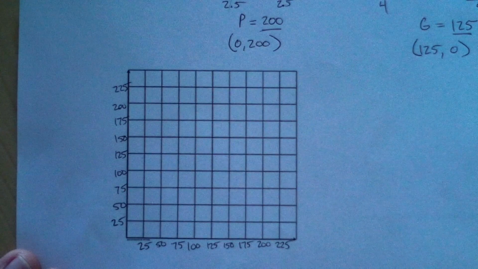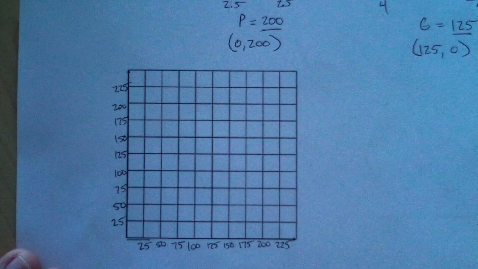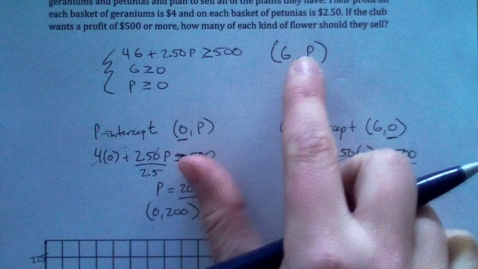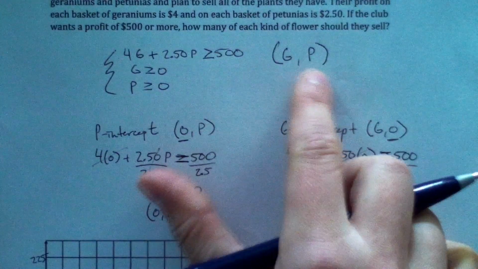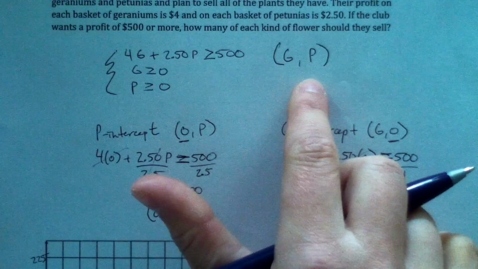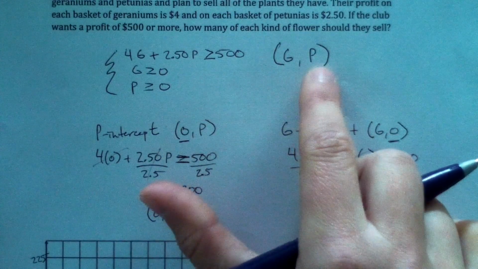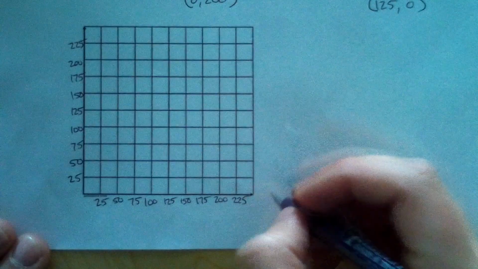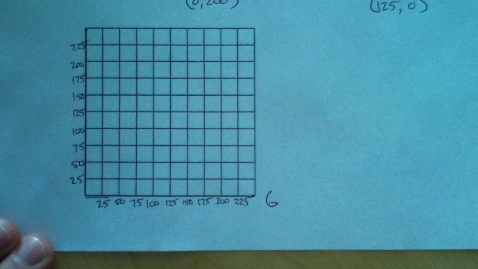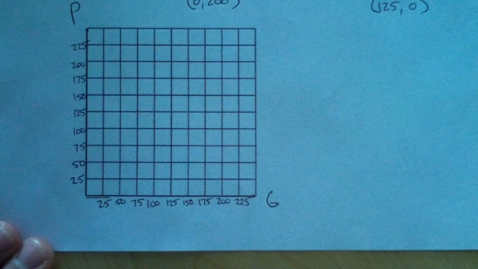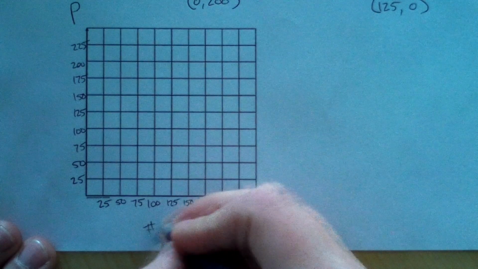And again, we found those intercept points there, so we can use those for our graph. So like 0, 200 would be over 0 and up 200. We'll stick a point. And then the other one is 125, 0, so you go over to 125, up 0 and stick a point. The nice thing with the intercepts is all you've got to do is connect them.